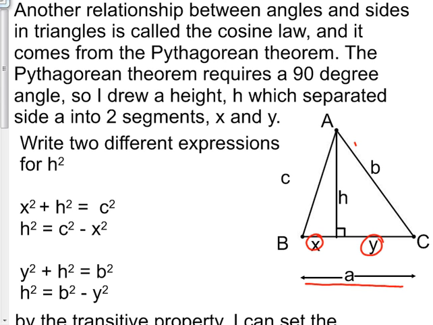My first step is to write two different expressions for h squared, using the Pythagorean theorem. So, x squared plus h squared is equal to c squared. If I subtract x squared from both sides, I get that h squared is equal to c squared minus x squared. But then I can also use the other triangle, and say h squared plus y squared is equal to b squared. I can subtract y squared from both sides to get that h squared is equal to b squared minus y squared.